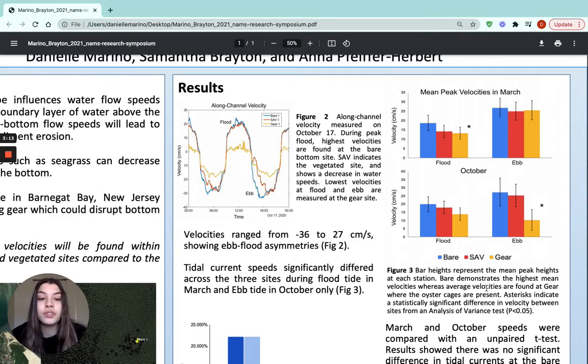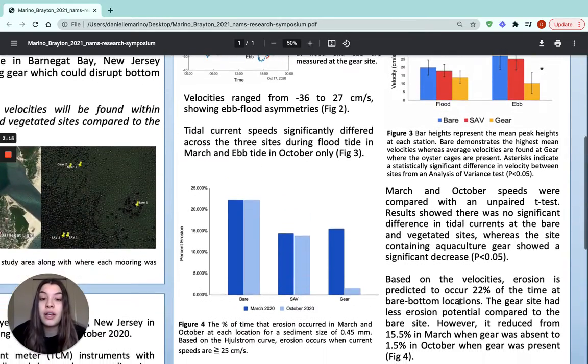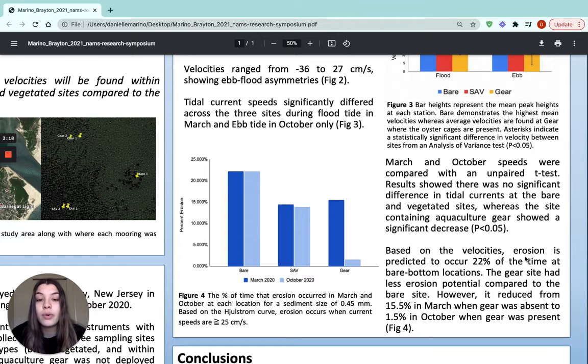In order for erosion to occur within the sediment of this area, we look for current speeds that are above or equal to 25 centimeters per second. So our fourth figure shows the percent of time that erosion occurs during both the months of data collection at each of the stations. The bare bottom site showed the highest rates of erosion. Lower values were recorded for the vegetated and gear sites, but there was a notable drop at gear during October compared to the March data due to the oyster gear not being deployed yet at that time.